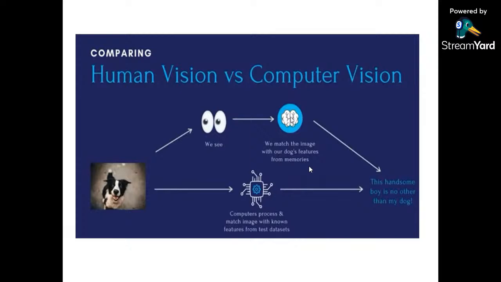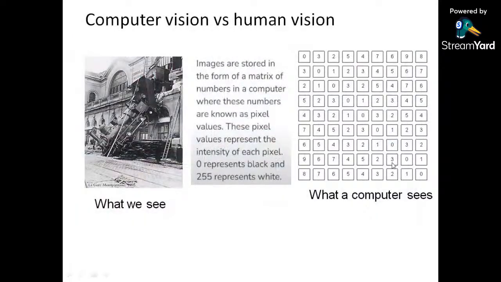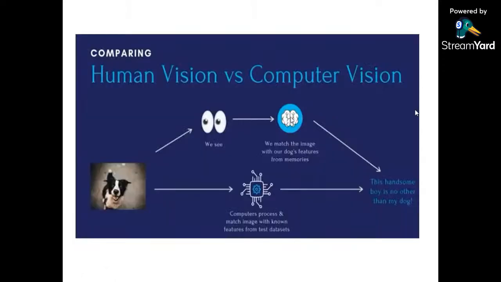But if the features are previously trained and the pixel comes into existence, then it will easily be able to identify what the status of that particular picture is. So this is an example of human vision against computer vision that I have just stated.